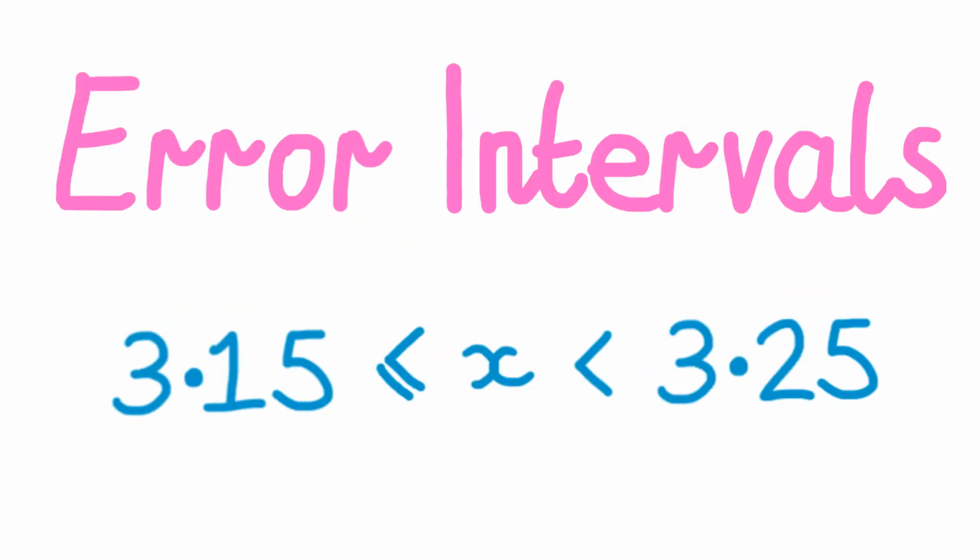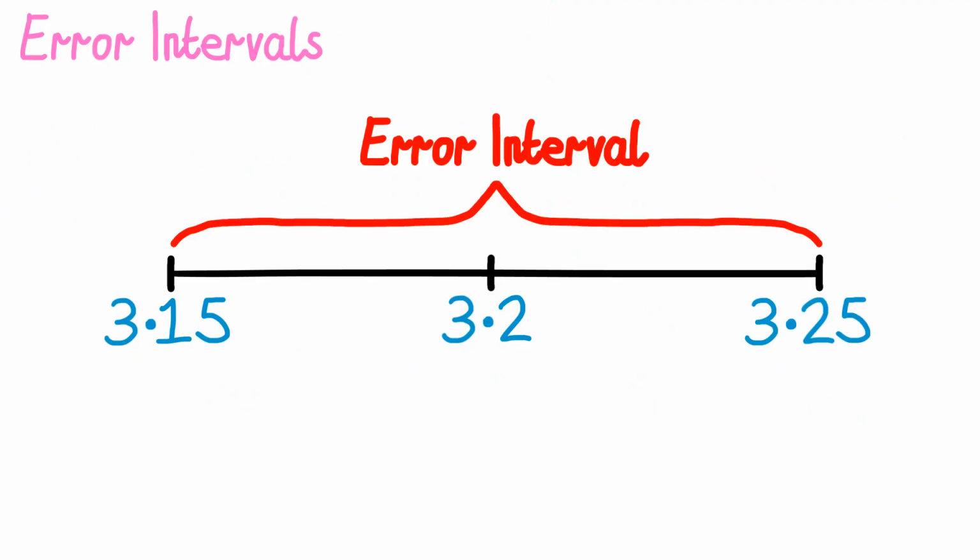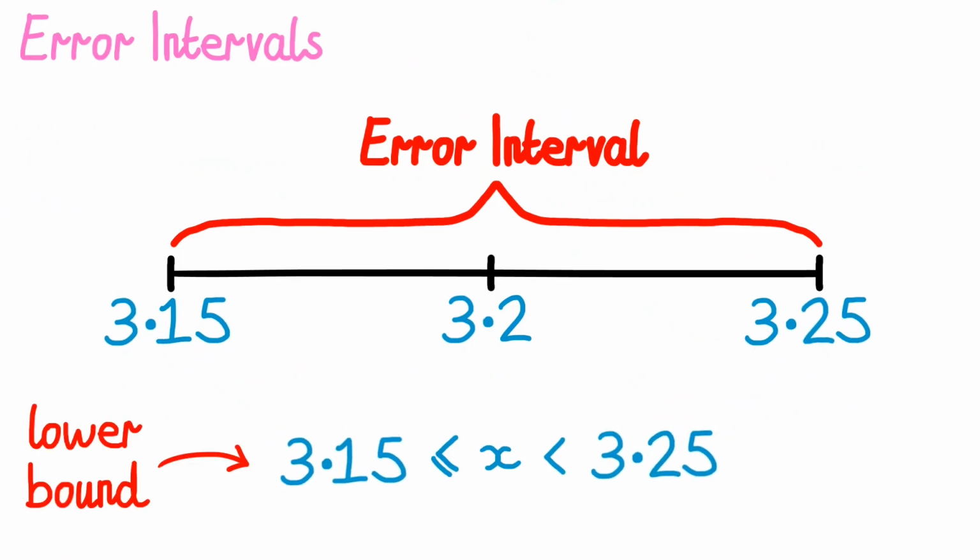Error intervals. Imagine we rounded a number and the answer was 3.2, then the lowest the number could have been would be 3.15, and the maximum would be anything up to but not including 3.25. This is known as an error interval and can be written using inequality notation like this. 3.15 is called your lower bound and 3.25 is called your upper bound.